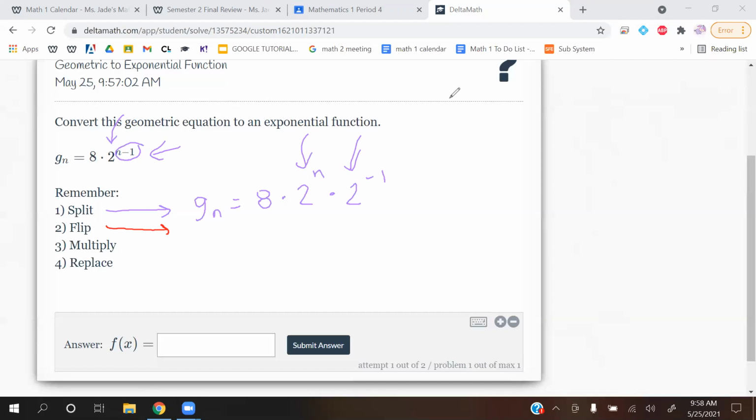The next step is to do a flip. So I'll do that mostly in purple, and then I'll show the flip in red. We have g sub n is equal to 8 times 2 to the power of n. Okay, here's the part where you flip. So this 2 is a whole number, and whole numbers are technically fractions. Everything you see can technically be a fraction because 2 is the same thing as 2 divided by 1. So technically, 2 is 2 over 1. And so that fraction, the 2 over 1, is the thing we're going to flip.